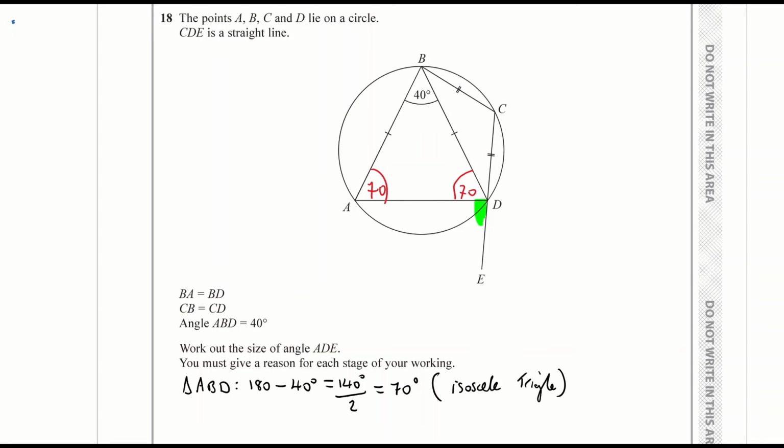Next thing I'm going to focus in on is the cyclic quadrilateral. A quadrilateral is just a four-sided shape, and cyclic meaning it's in a circle. So I'm looking at this shape here, A to B to C to D and back to A. What I know about cyclic quadrilaterals is that the angles across from each other must add up to 180 degrees. So that's what I'm focusing in on now.